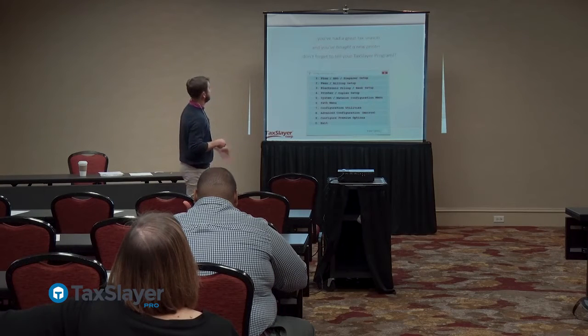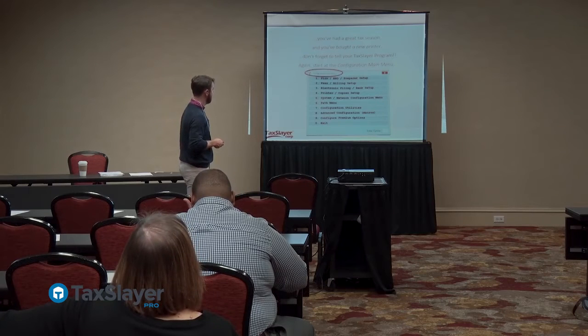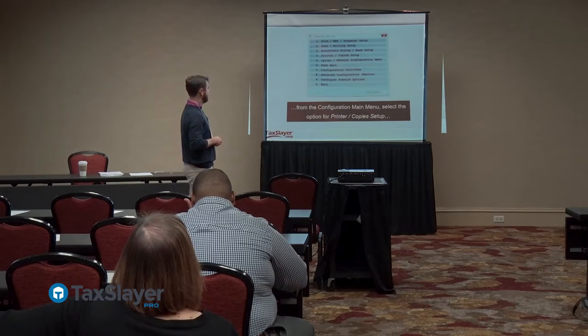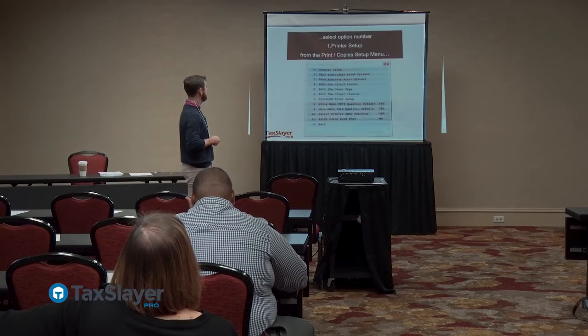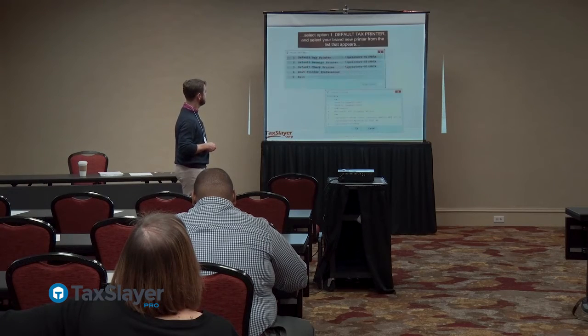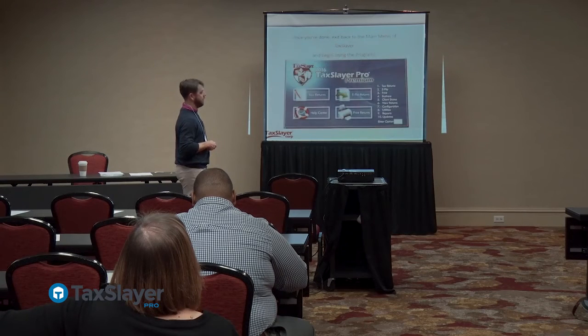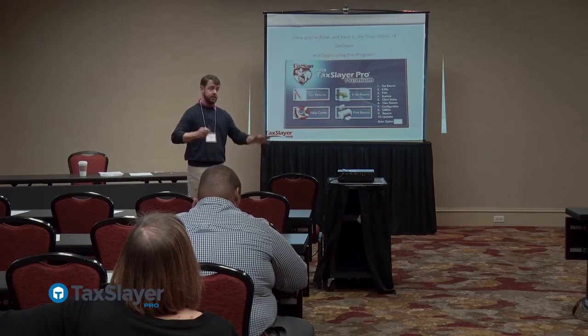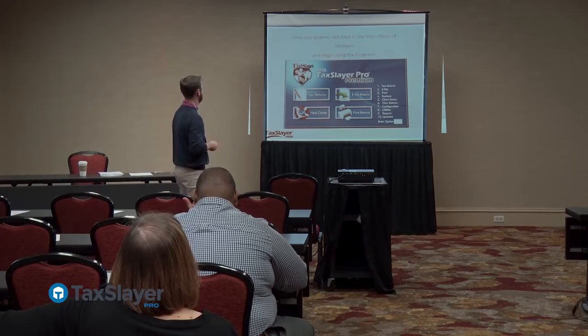Okay, you've had a great tax season, you've bought a new printer. Don't forget to tell your TaxSlayer program. Again, start at the configuration of the main menu. From the configuration main menu, select the option for printer copy setup. That's option number 4. Okay, select option number 1, printer setup. And select option 1, default tax printer, and select your brand of new printer from the list that appears below. If you have questions about printers, again, call the support team. They're experts. Okay?